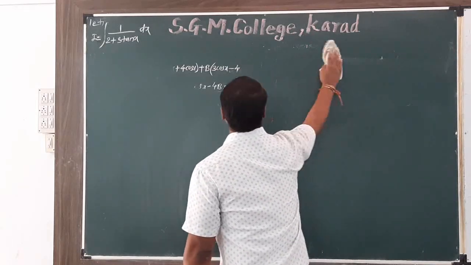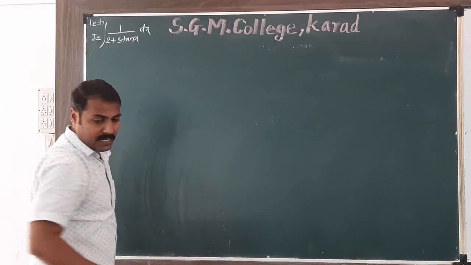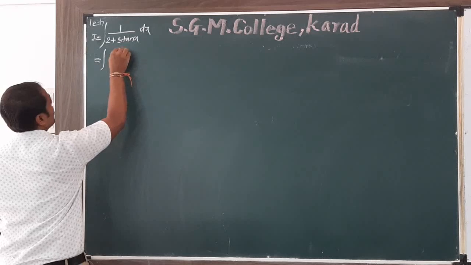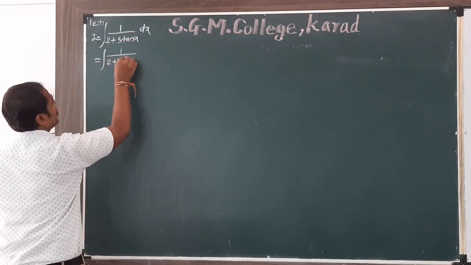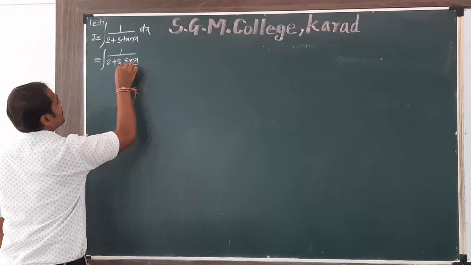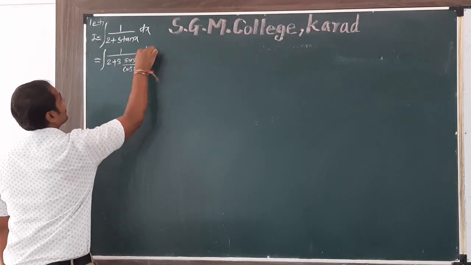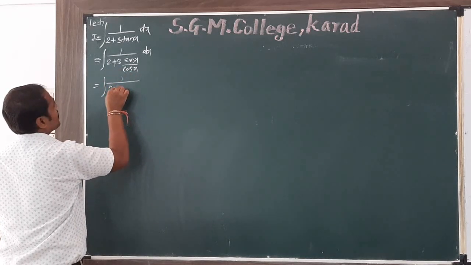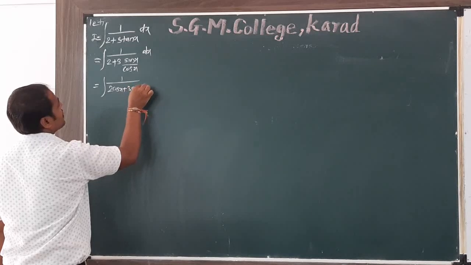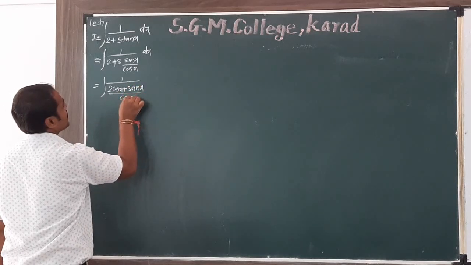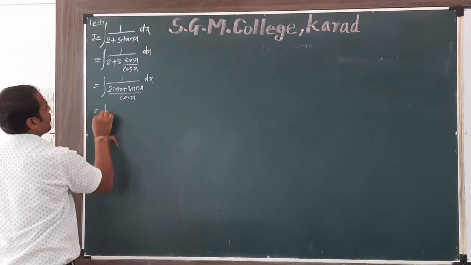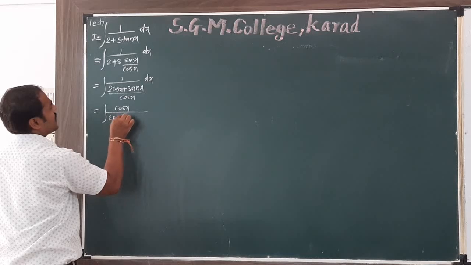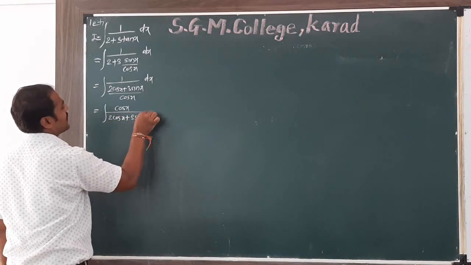Now, I know that tan x can be written as sin x divided by cos x. So, integration becomes 1 upon 2 plus 3 into tan x, which can be written as sin x divided by cos x, dx. Making denominator same, it becomes (2 cos x plus 3 sin x) divided by cos x dx. After simplification, we get cos x divided by (2 cos x plus 3 sin x) dx.